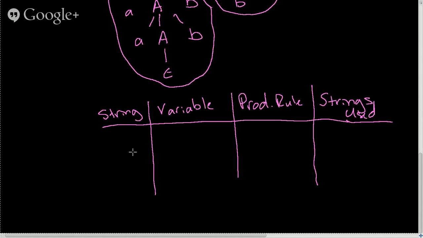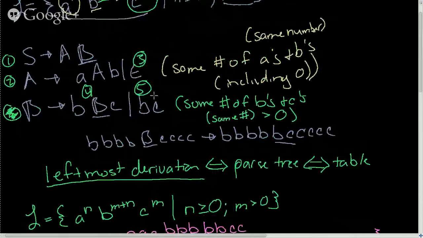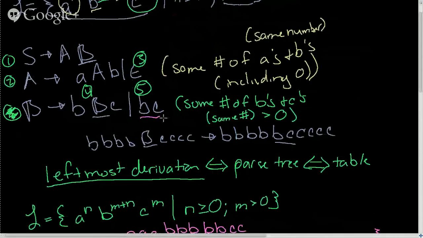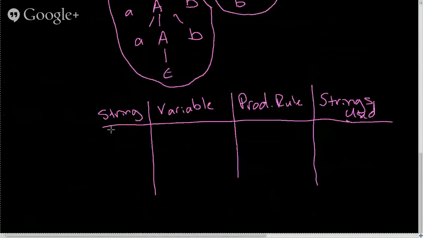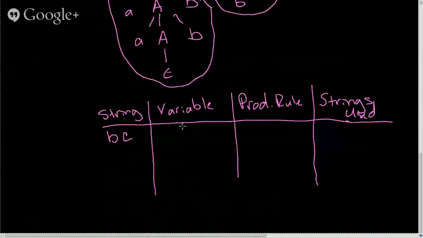And so for our inference here, we want to start with a terminal string. And our terminal string is going to be right here, this BC. So let's start there. So we know that we can create BC because it's right here. So our string that we can create is going to be BC. That's the little c. And we want to say, where did we get that BC from? And we got that BC from this rule where B goes to BC. So it's rule 5. And so our variable that we got it from was big B, and our production rule was 5. But we didn't need any strings used, so we can leave that blank.